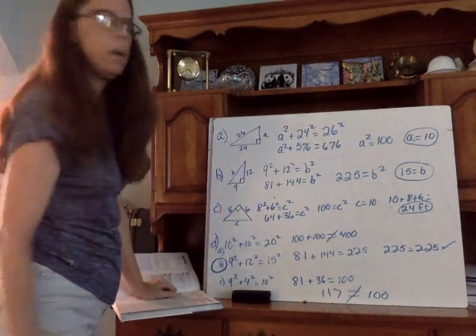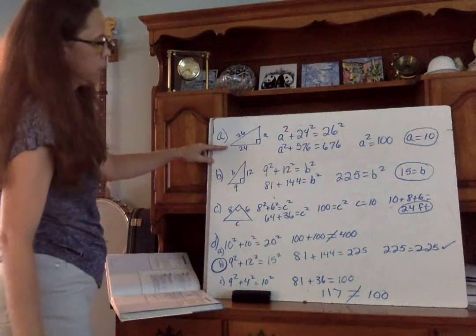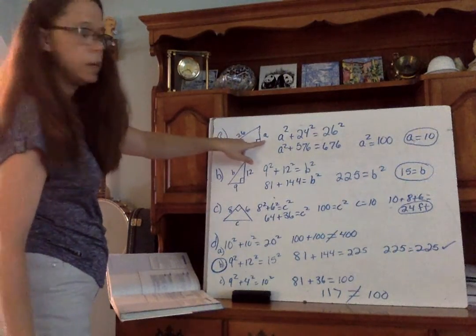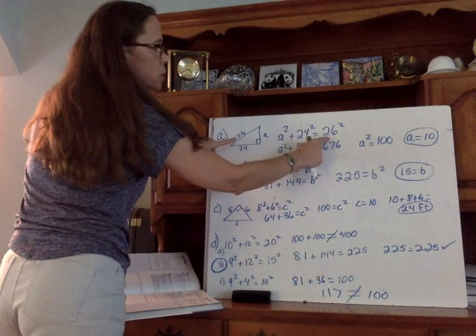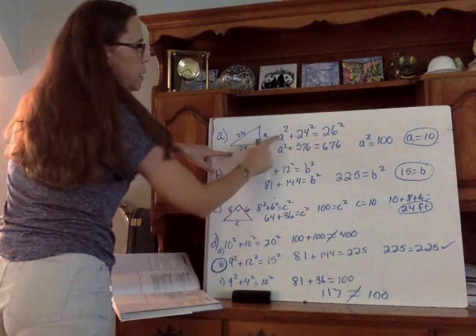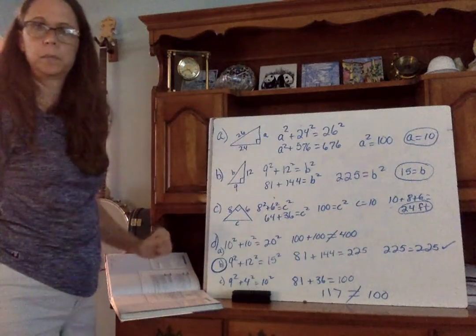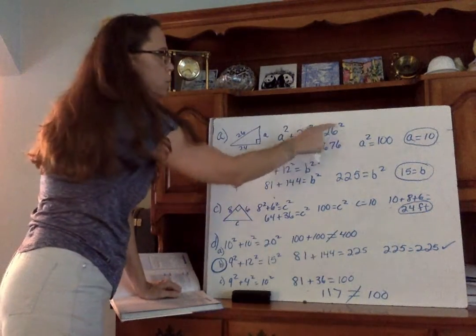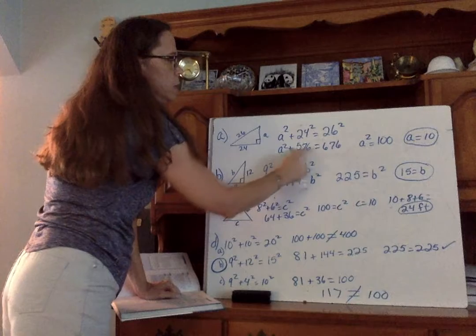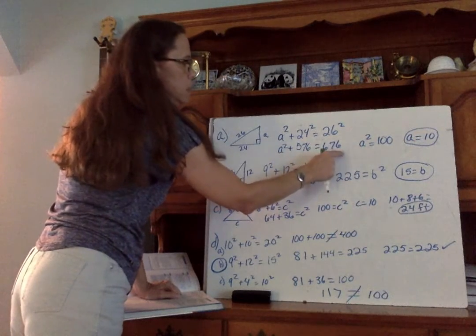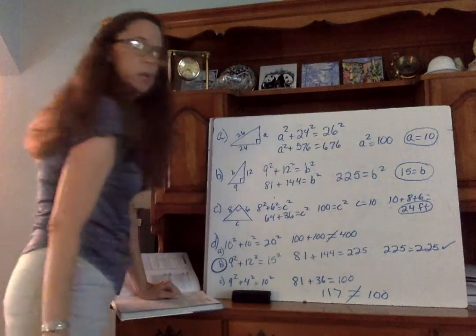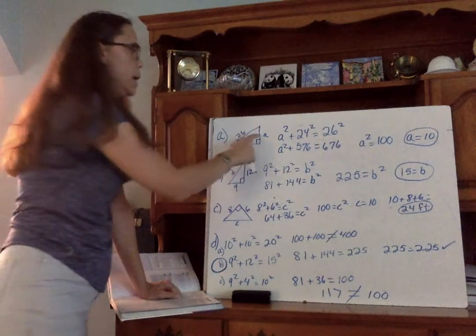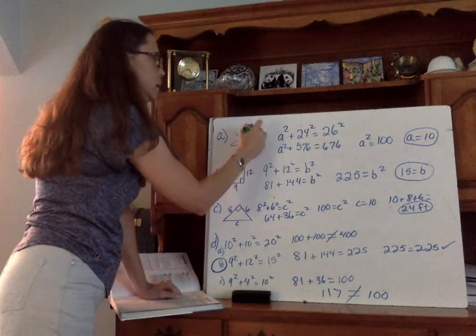Okay, so on A, we're given this triangle. We're missing a leg. So I use 26 for the hypotenuse. 26 squared is equal to A squared plus 24 squared. And then I did my squaring here. A squared plus 576 is equal to 676. Subtracted 576 on both sides. A squared is equal to 100. So in this triangle, A has to be 10.